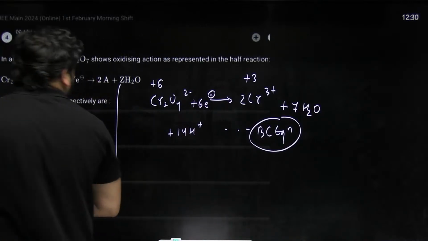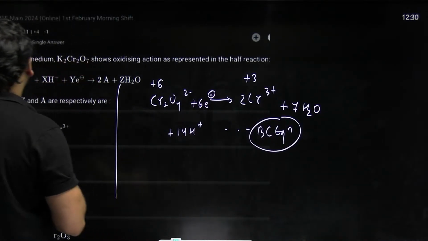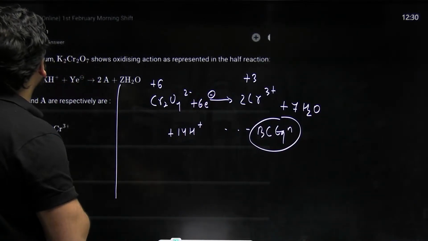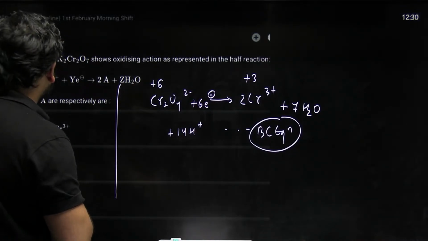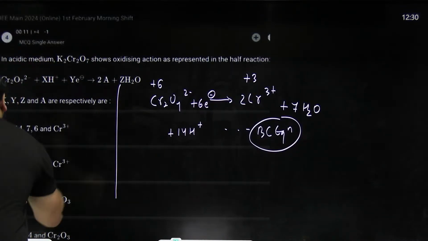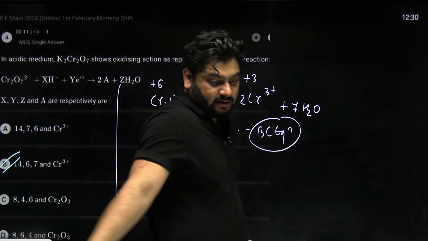Check it out, everyone. Cr2O7, no, we don't need it. X, H plus, is 14. Then Y is 6. 14, 6. I think B is correct. B is correct.